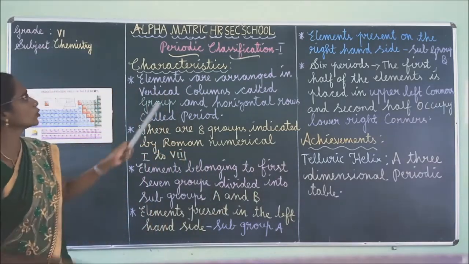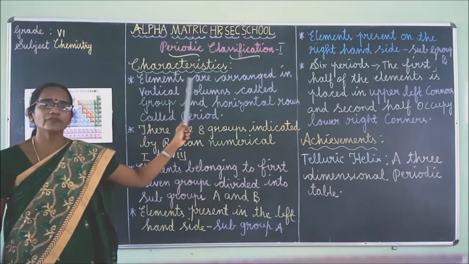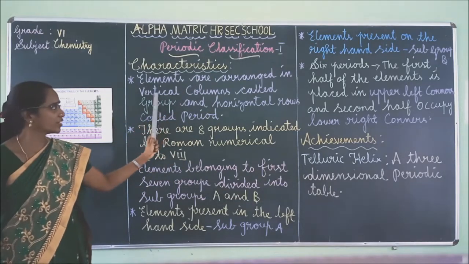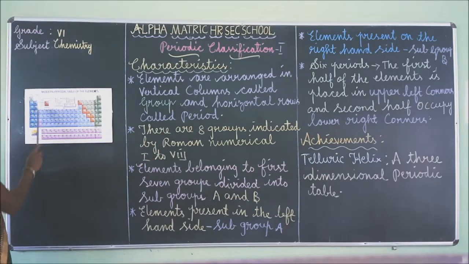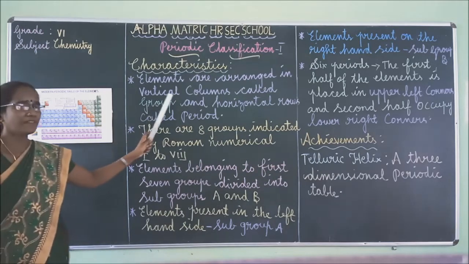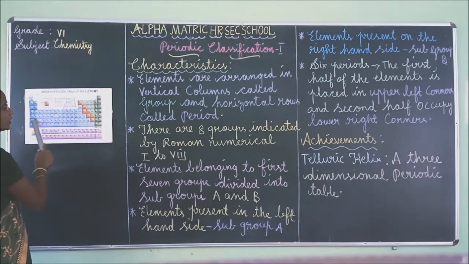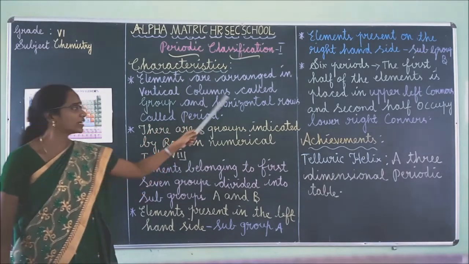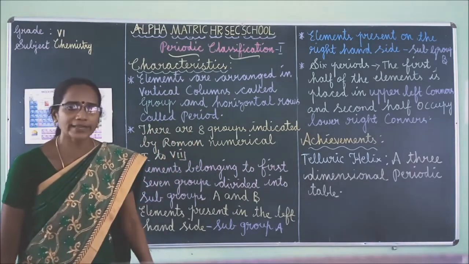Okay, next we can move to the characteristics of Mendeleev's periodic table. First one, elements are arranged in vertical columns called groups. Just now I told you, isn't it? All the elements arranged in vertical columns are called groups, whereas the horizontal rows are called periods. These are the horizontal rows. So horizontal rows are called periods, whereas elements arranged in vertical columns are called groups. This is one of the characteristics of the modern periodic table.